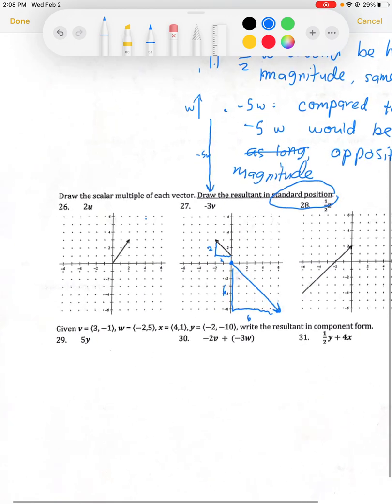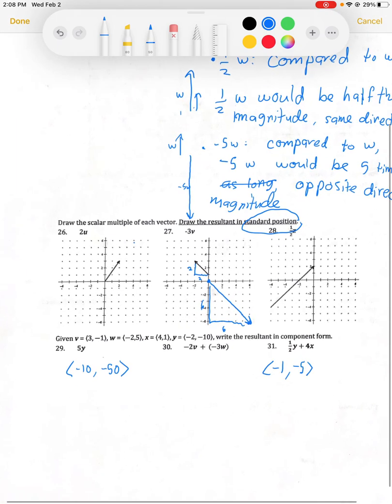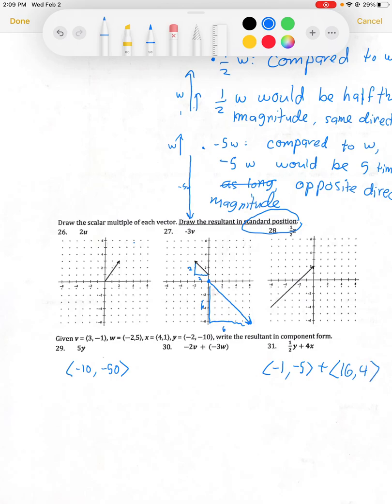These are very similar to the ones that we did on the front, so I'm not going to spend a lot of time doing them. I'm just going to write my way through them. 5y, I'm just going to skip straight ahead. That's going to be -10, -50. And half y plus 4x is going to be -1, -5. Notice I'm not writing out that first step anymore because it's technically bad math anyway. Plus, if you're confused on what you should do with them, you should just look at the beginning of the video when I explained how to do the ones in the front. They're very similar. So the answer for this will be 15, -1.